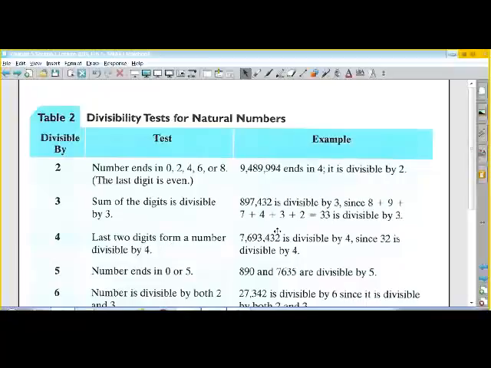For 4, the last 2 digits must form a number divisible by 4. So you look at the last 2 digits. In this case, this large number, the last 2 digits would be 32. If this is divisible by 4, then the whole number is divisible by 4. And it makes sense because if I took 7,693,400, anything that ends in 00 in the last 2 digits is divisible by 4. So if this whole thing is divisible by 4 and this is divisible by 4, the sum of the 2 is divisible by 4.